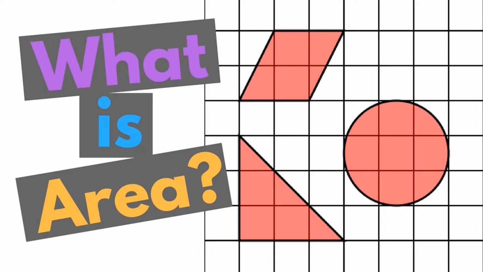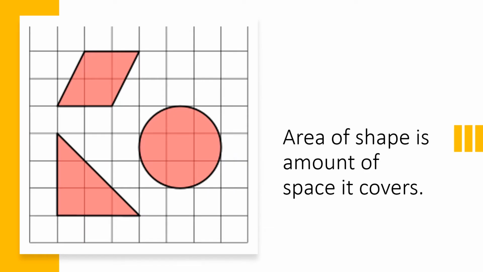Today's topic is area. Area of a shape is the amount of space it covers. See these shapes? The boundary is called perimeter, but the space these shapes are covering is called area. Observe this closed figure. In this closed figure, the area is this blue shaded part.